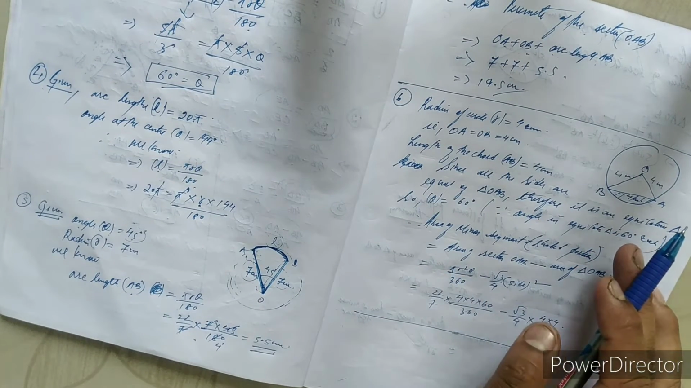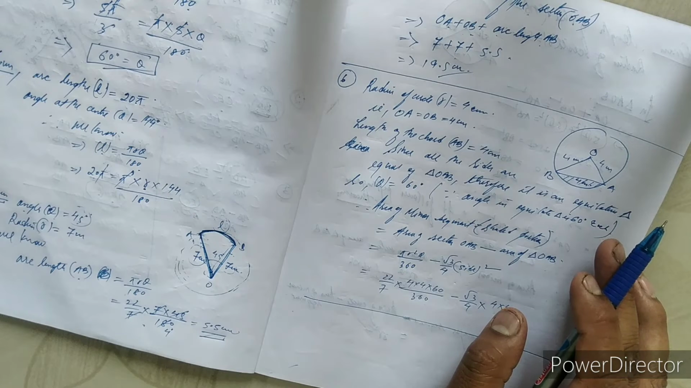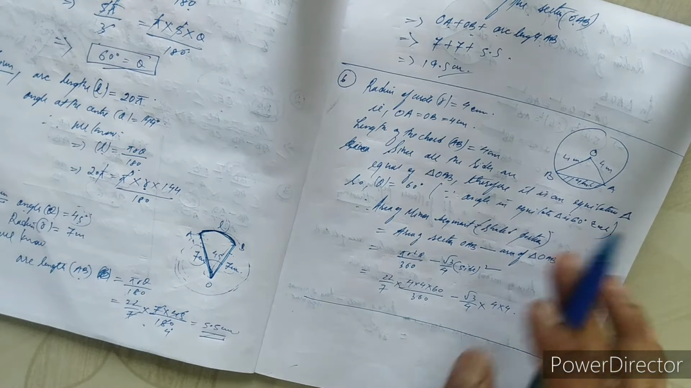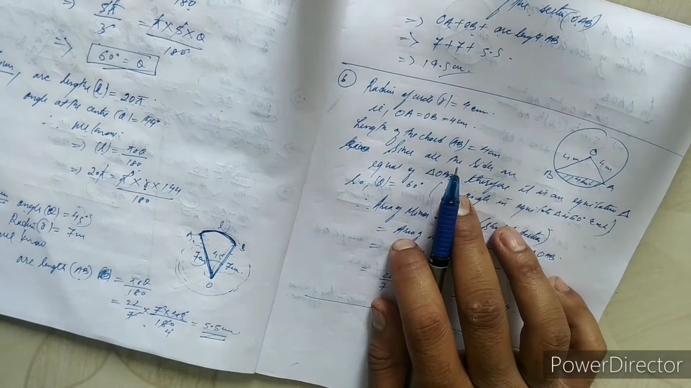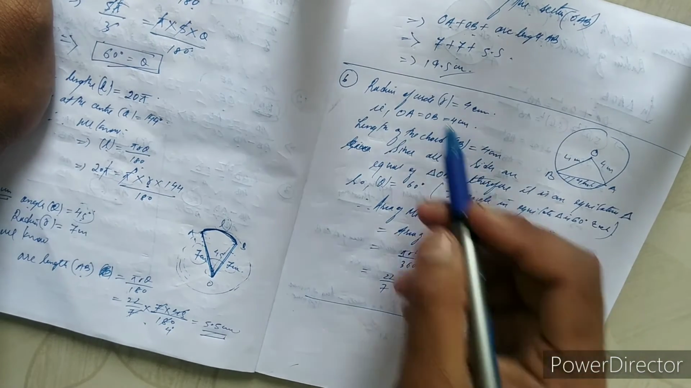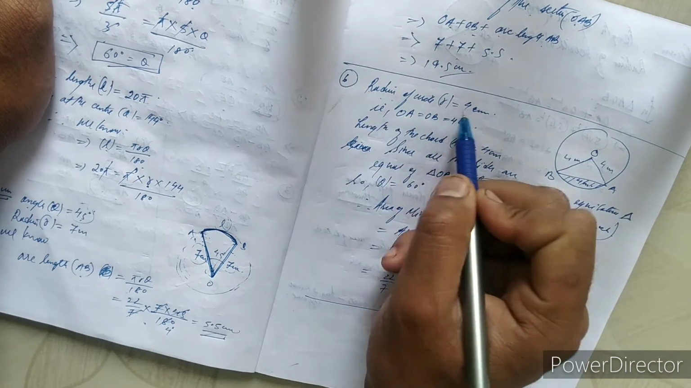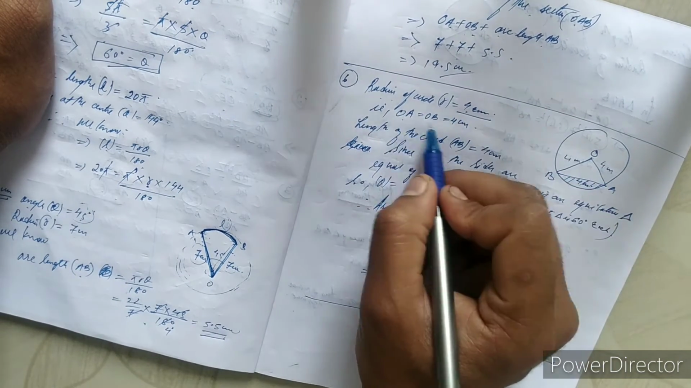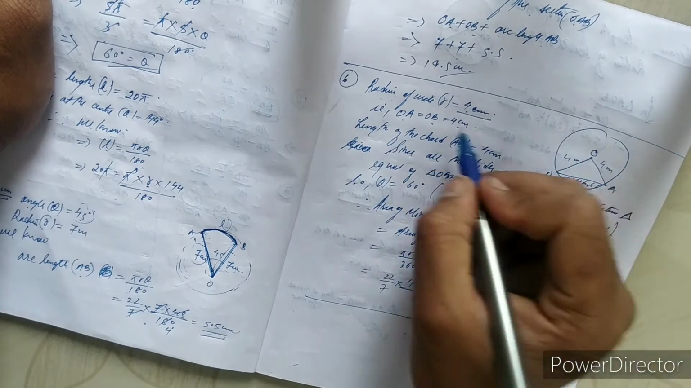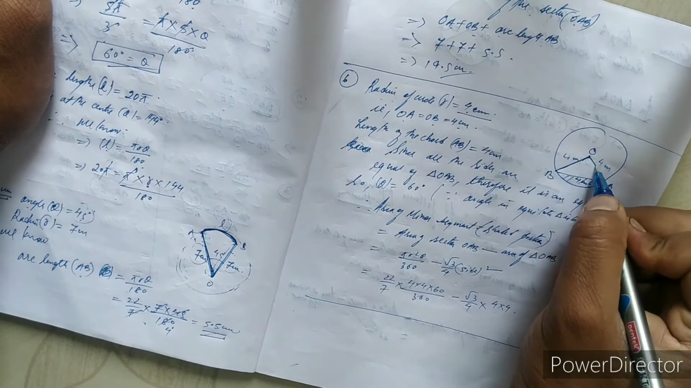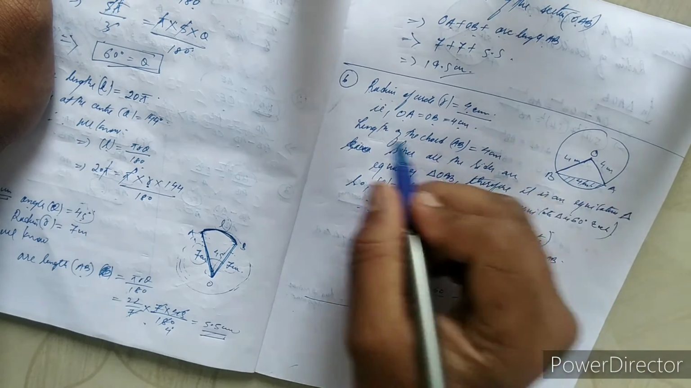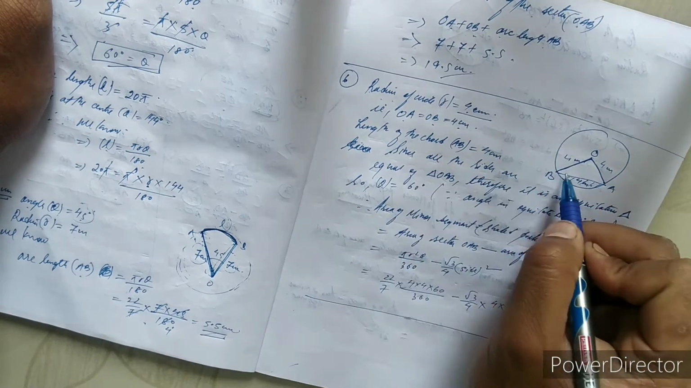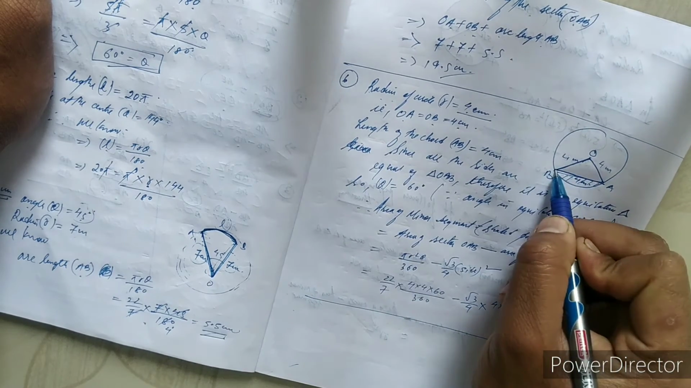Okay, now question number 6. I'm just going fast, because if I make long videos, it will be very difficult for me to send it to you. Now in question number 6, the radius of the circle is given to be 4. OA equals OB equals 4, because if this is the radius, even this is the radius. And one more thing is given, the length of the chord is given to be 4.